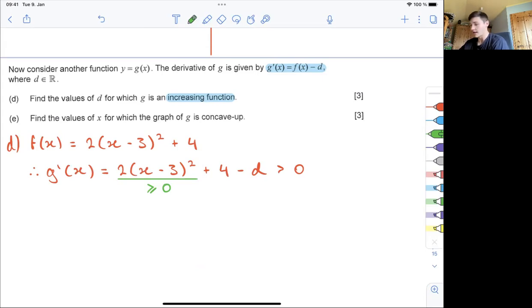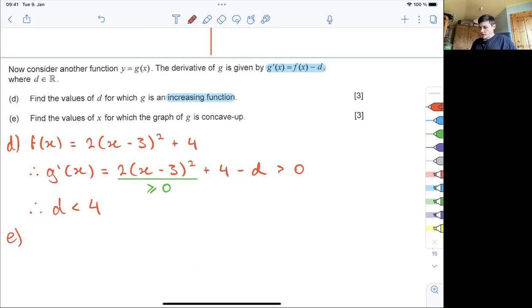Now, it could probably be coming to you quite quickly here that the value of d that we need in order for g dash x to always be positive is that we need d to be less than 4. So therefore, d is less than 4. And that's the answer to part D. And we can go from there. All right, so now on to part E.